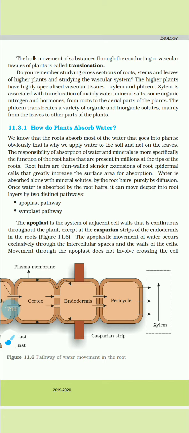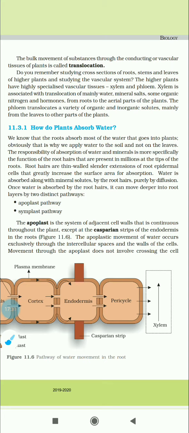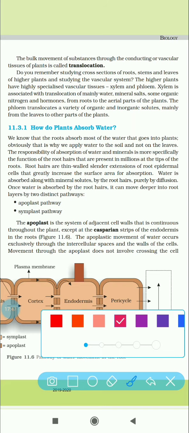As we know, plants have xylem and phloem, the specialized vascular tissues, for translocation of water, minerals, food material, nitrogen, hormones, everything. Depending upon the type of tissue, they will transfer different things. The next part is mainly about how plants absorb water. In plants, water is mainly absorbed from the soil by the roots, as you all know.